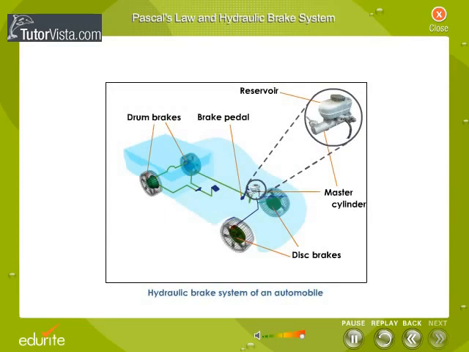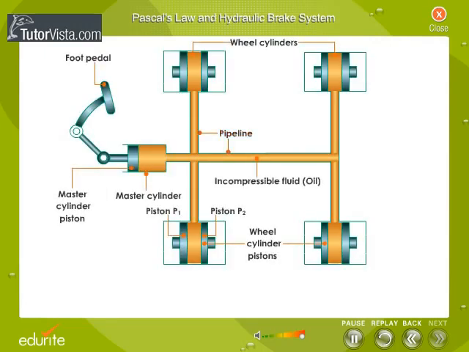Here you can see the hydraulic brake system of an automobile. It consists of a pipeline containing fluid, one end of which is connected to the master cylinder fitted with a piston attached to the foot pedal. The other end of the pipeline is connected to the wheel cylinder having two pistons, P1 and P2, attached to the brake shoes. The area of cross-section of the wheel cylinder is greater than the area of the cross-section of the master cylinder. Let us see what happens when brakes are applied.